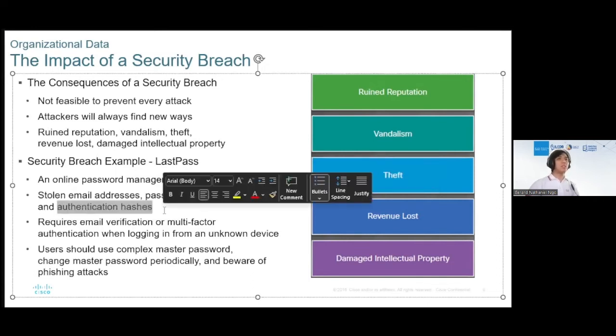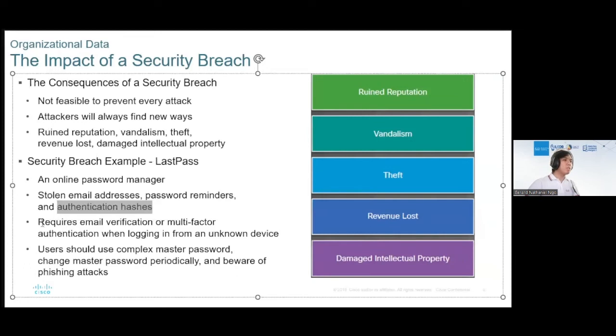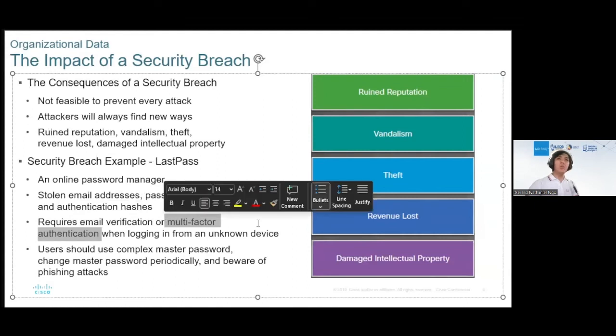Hashing is a way of having a string go through a certain algorithm, a one-way hash algorithm, so it's not reversible. But if the authentication hash gets leaked, then they could just do reverse engineering, and the process will be open. It requires email verification or multi-factor authentication, but not all users at that time enabled multi-factor, which resulted in the breach of their accounts.